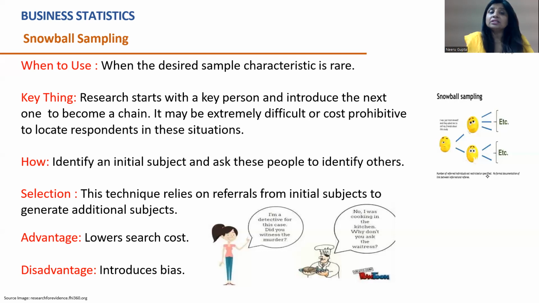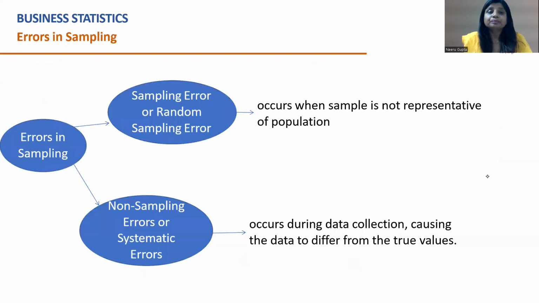What are the advantages? Lower search cost. But the disadvantage is that it introduces bias because you are not aware of all the respondents. Okay, this is all about the sampling techniques, probability and non-probability sampling. But I used this term error in sampling.